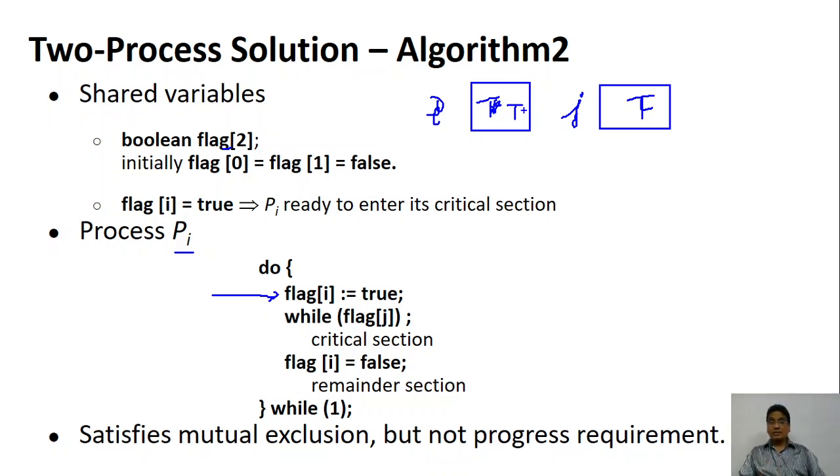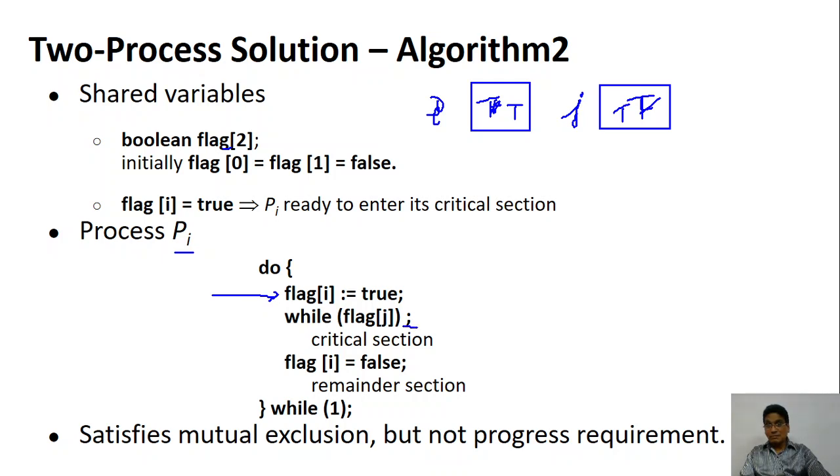So what's the next thing the ith processor will do? It will go and check whether J is also interested. I am not greedy. I have an intention of entering the critical section, but I will go and check the Jth processor to find out whether J is interested. If flag of J is equal to true, then what happens?